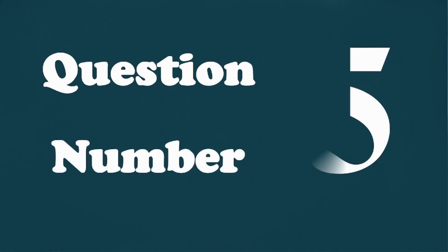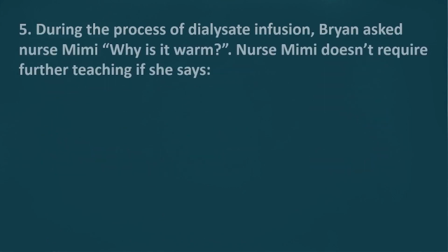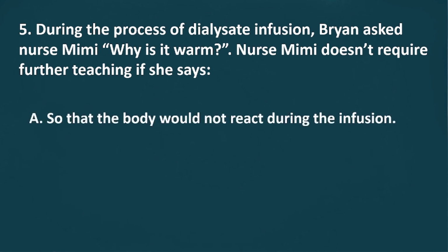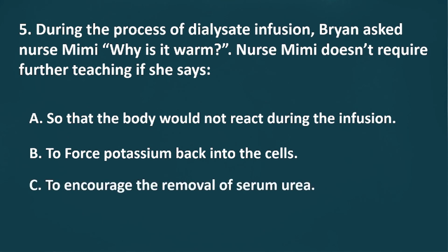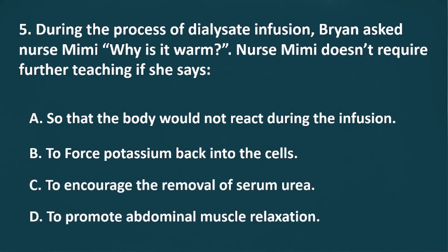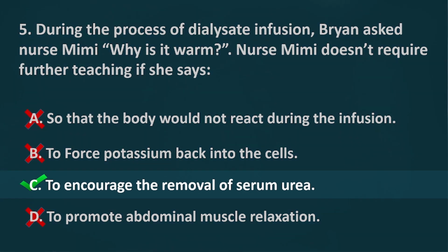Question number 5. During the process of dialysate infusion, Brian asked Nurse Mimi, why is it warm? Nurse Mimi doesn't require further teaching if she says A. So that the body would not react during the infusion. B. To force potassium back into the cells. C. To encourage the removal of serum urea. D. To promote abdominal muscle relaxation. The correct answer is letter C, to encourage the removal of serum urea.